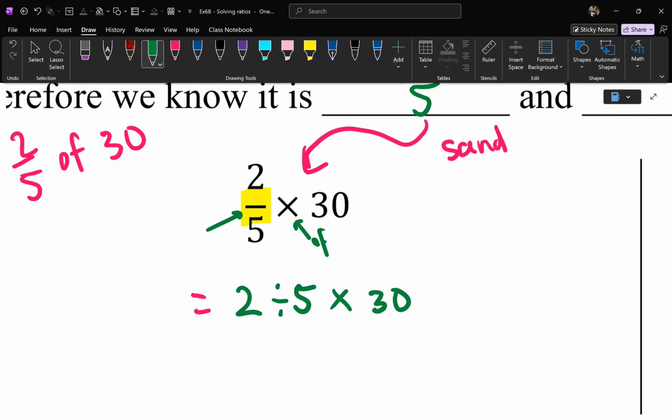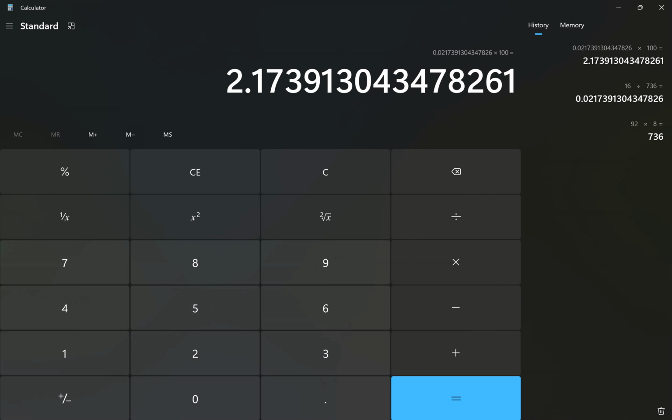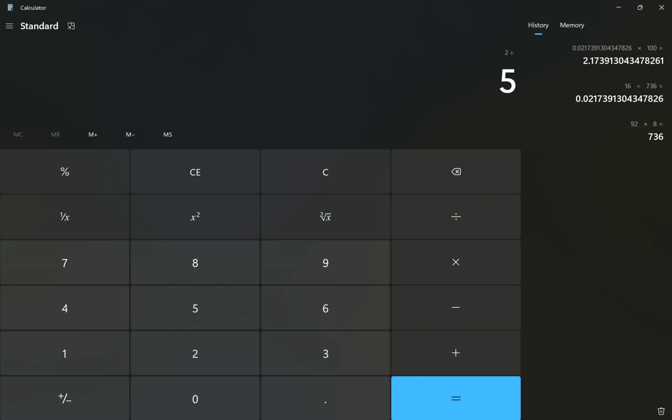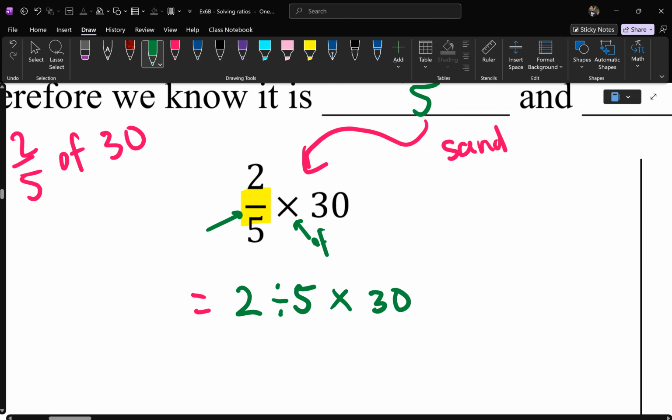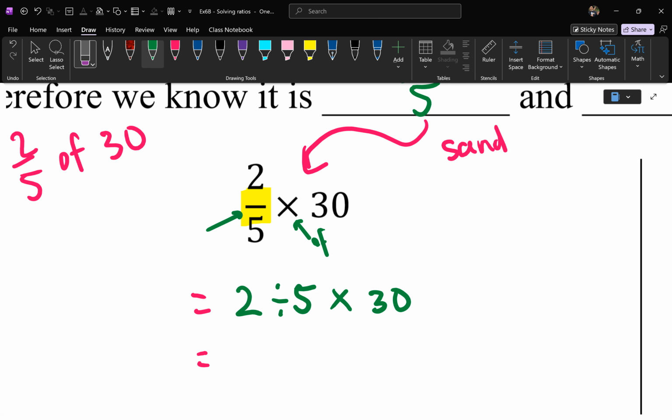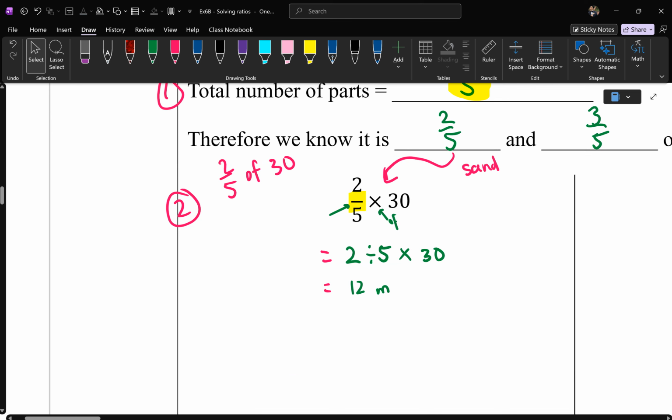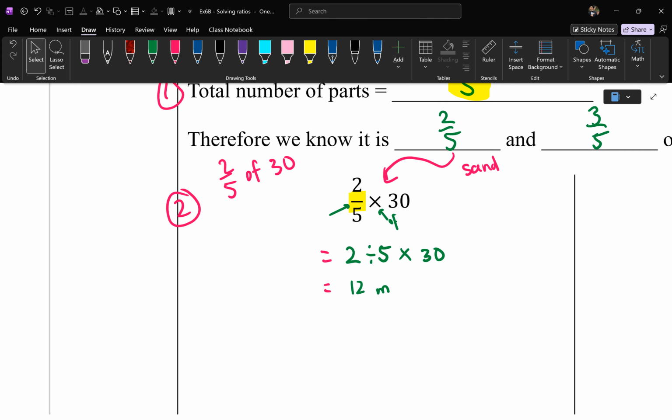So if I do that on a calculator right now for you to see, so here we go. 2 divide 5 is 0.4, and then I times that by 30. That tells me 12. What does that mean when you say 12? This 12 means that out of the 30 meters, 12 meters you can't run. That's what it means. Yeah, 12 meters is the 2 parts.